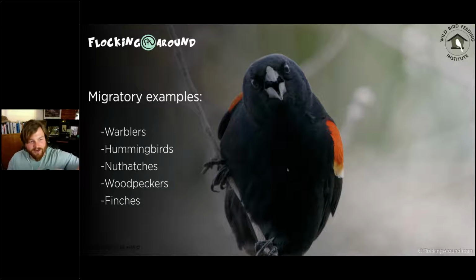Woodpeckers are not migratory, except for some are. So you'll notice they were on both lists. There's a reason. Sapsuckers, very migratory. Lewis's woodpecker, very migratory. But then hairy and downy, very residential. In fact, at the individual level, they're very residential.